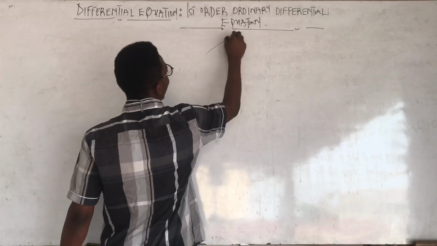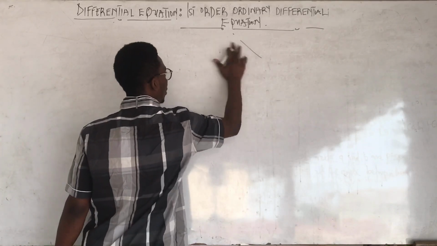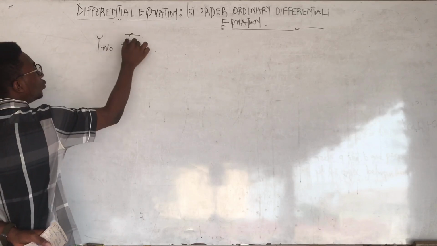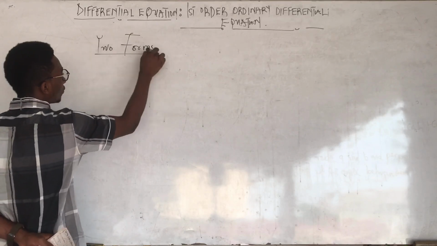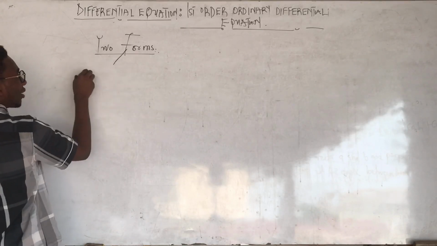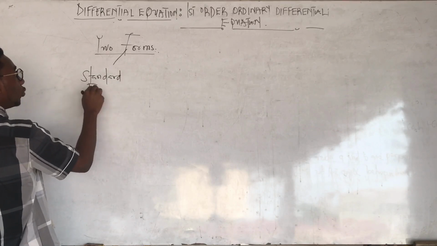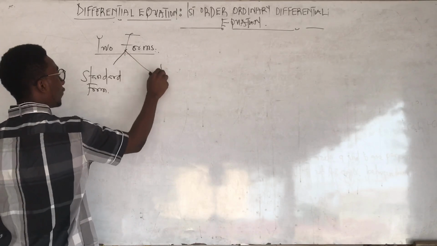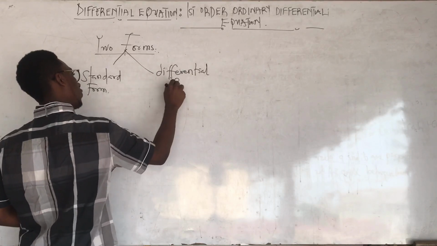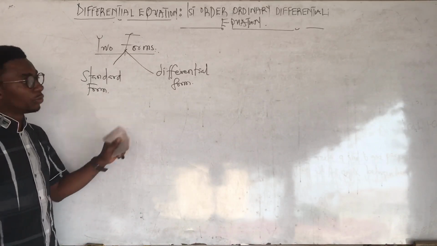Anytime you look at the first order differential equation, you want to look at the differential equation in two forms. The two forms we look at it: one, in a standard form, and two, in the differential form.